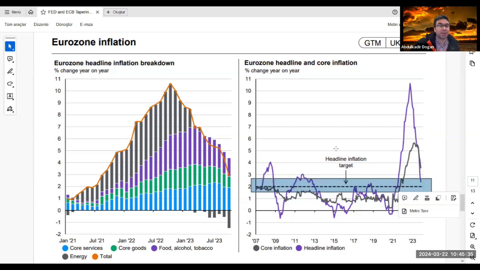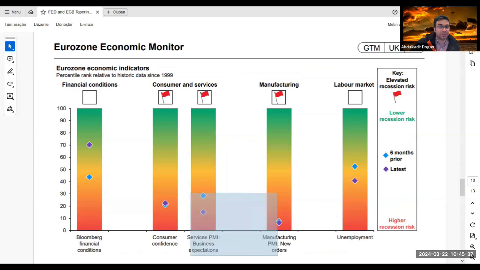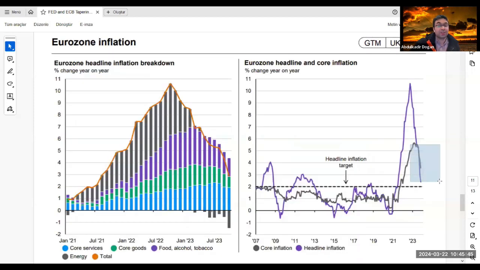Even though their business sector, as you see here, the business sector and manufacturing PMI are decreasing, to increase the production in the economy, if they cut the interest rate, this inflation will never converge to the 2% ECB targeted level.